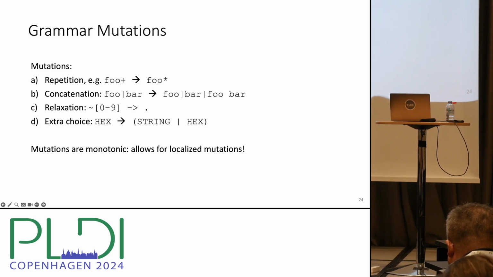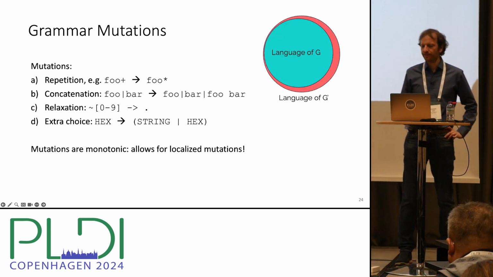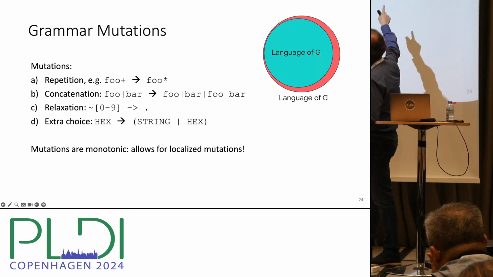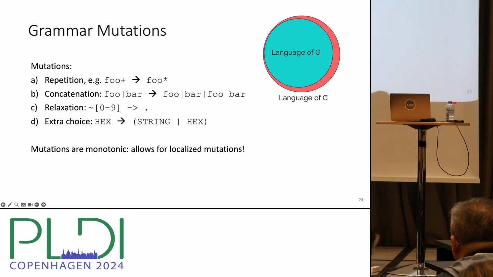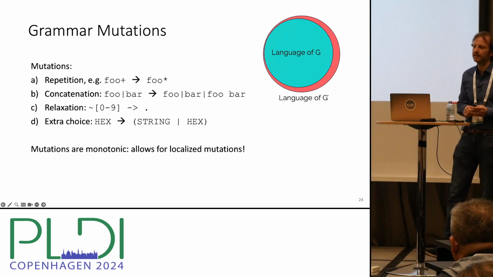So 1 or more to 0 or more. Or we maybe add an extra choice as part of a rule, right? So perhaps the key thing here is that these mutations are monotonic. Initially we thought they shouldn't be monotonic, but the reason for making them monotonic, what I mean by this is the language of G prime is a strict superset of G. That's because you want to be able to generate any input that G was able to generate and then do these localized mutations to any input. So this seems quite useful for generating the kind of inputs that I discussed.